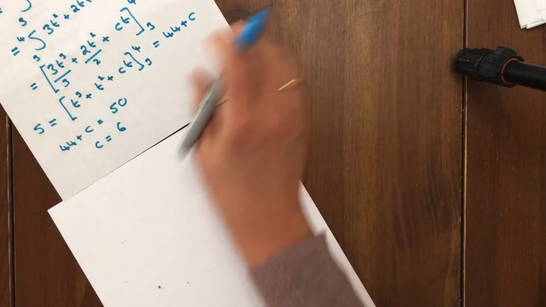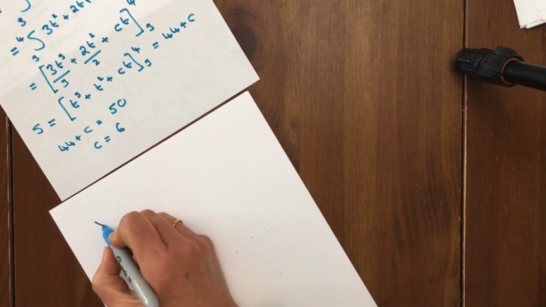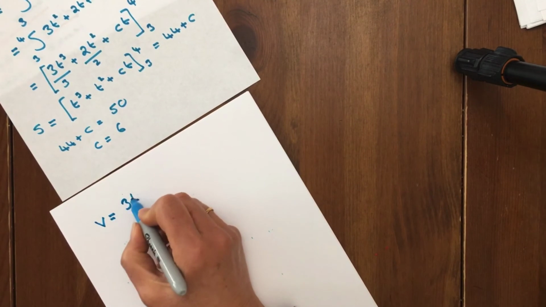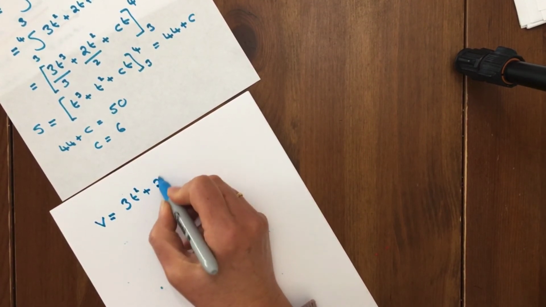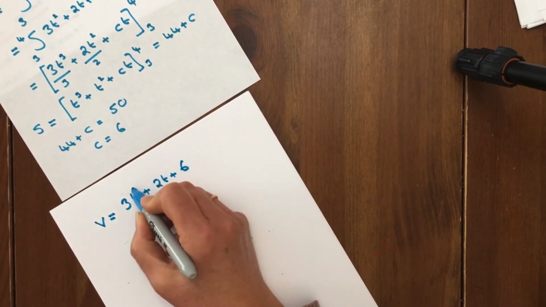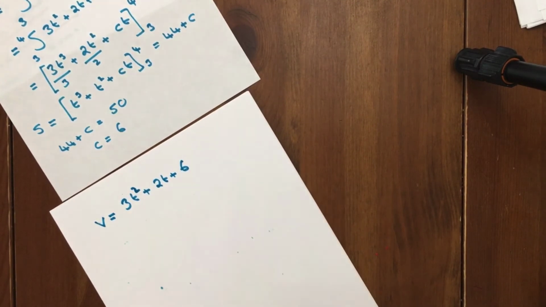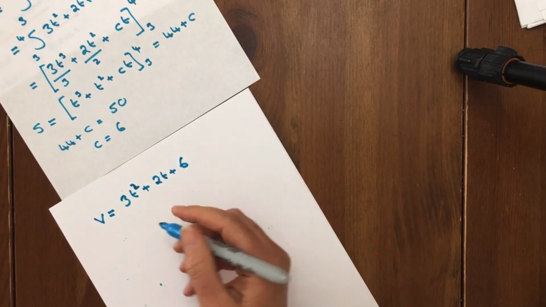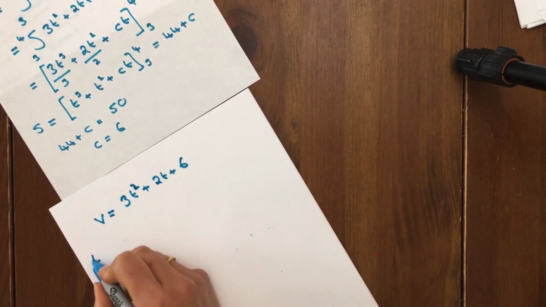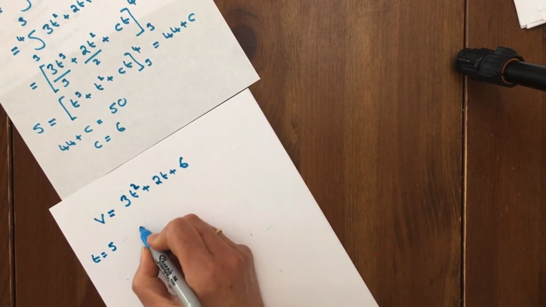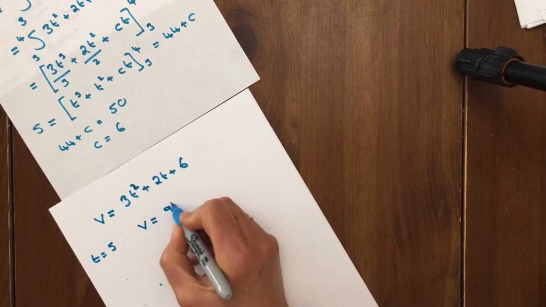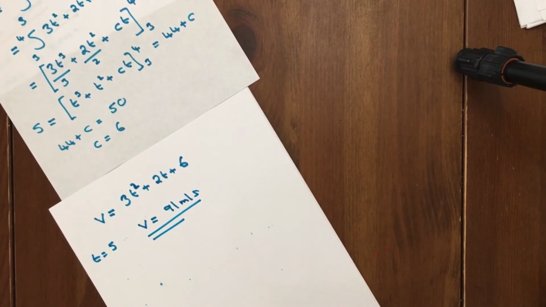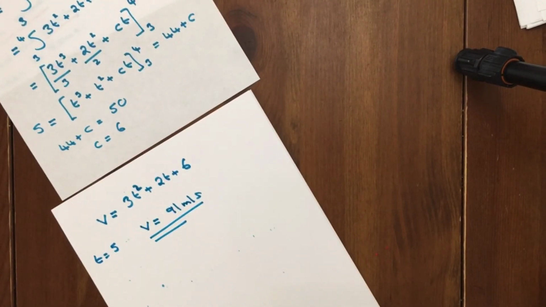So now I can put 6 back into my velocity equation. So my velocity equation is this, going back to the beginning, is that. And the question says, find the velocity when t is 5. So all I have to do is put t equals 5 into this equation, and out pops my answer for velocity. Okay, so that's the end of challenge 2.